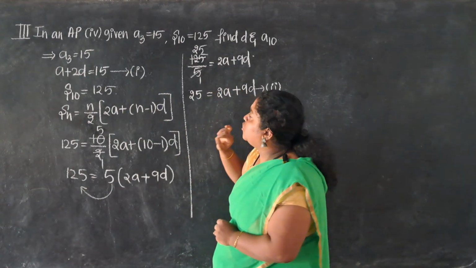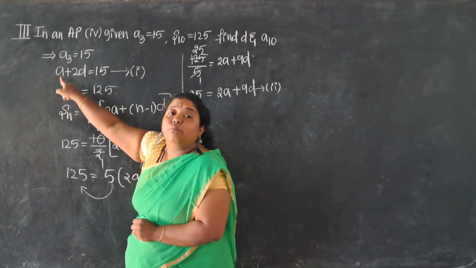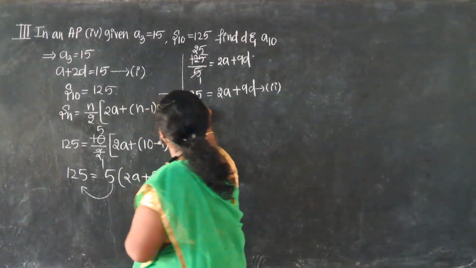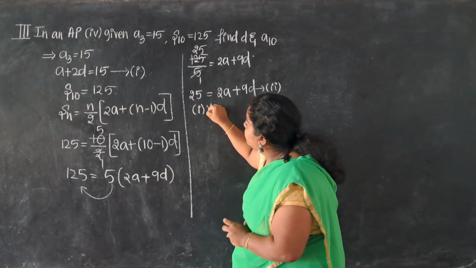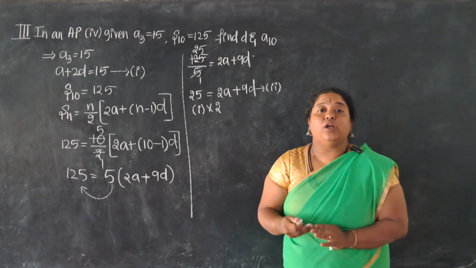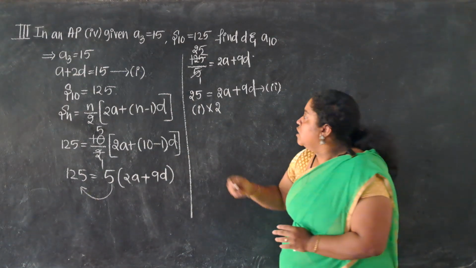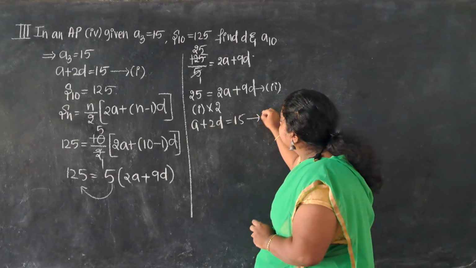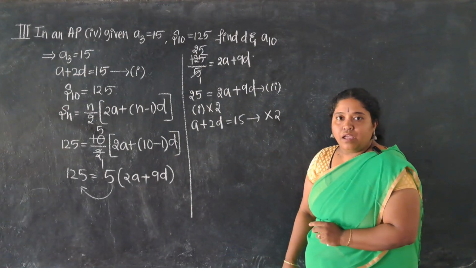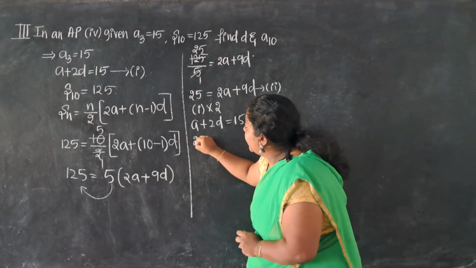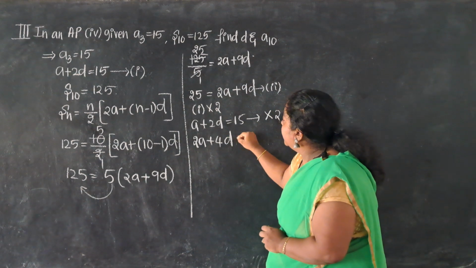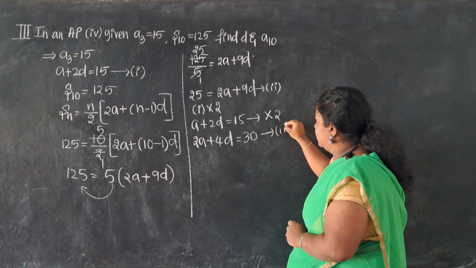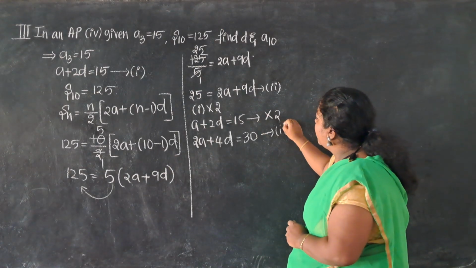Now, here I have 2A, but here I have A. Now I have to make this A as 2A. To make this 2A, what should I do? I should multiply equation 1 by 2, so that my variable becomes equal. Understanding? So what is equation 1? A plus 2D is equal to 15, and I should multiply this equation by 2. Once I multiply, 2 into A is 2A, 2 into 2D is 4D, 15 twos are 30. This is my modified first equation.